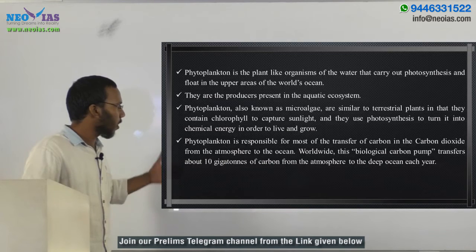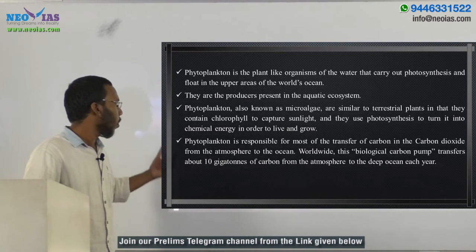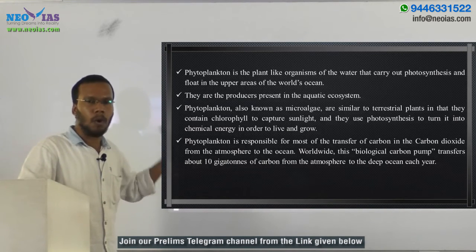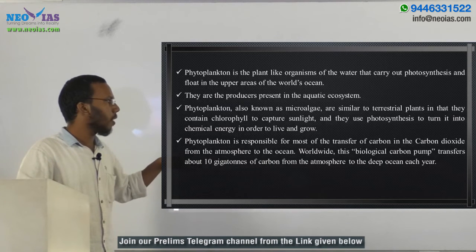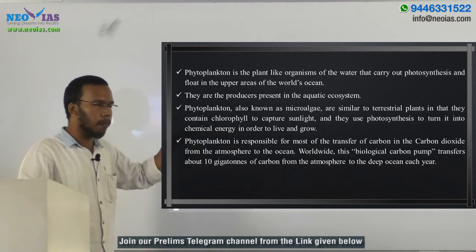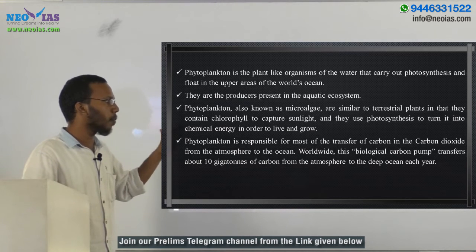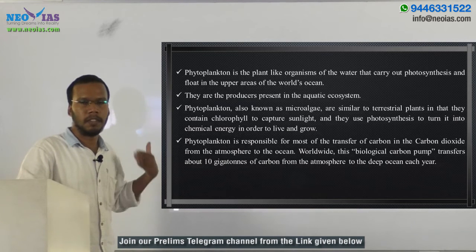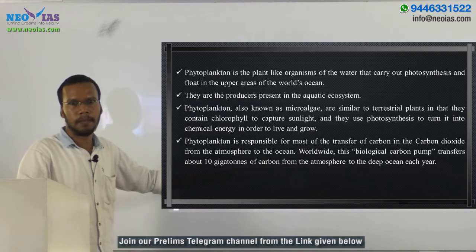The phytoplankton is responsible for most of the transfer of carbon dioxide from the atmosphere to the ocean. And these phytoplanktons are called the biological carbon pump. Worldwide, this biological carbon pump, that means phytoplankton, will transfer about 10 gigatons of carbon from the atmosphere to the deep ocean each year. So that's why the ocean is the largest carbon sink, and phytoplankton is also contributing to that.